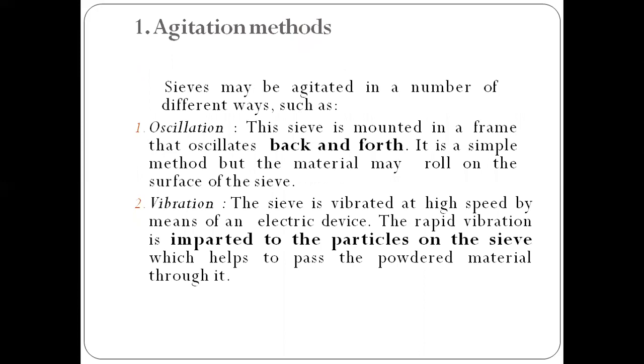First is the agitation method. Sieves are agitated in a number of different ways. For example, oscillation, vibration, and third is gyration. So what is oscillation? Oscillation is the movement of the frame in a back and forth direction. So the sieve is mounted in a frame that oscillates back and forth. It is a simple method, but the material may roll on the surface of the sieve.